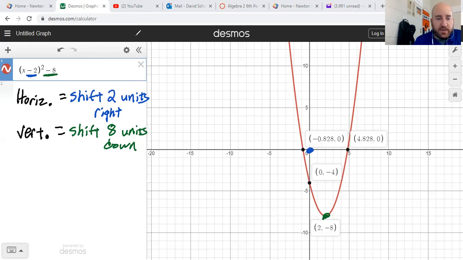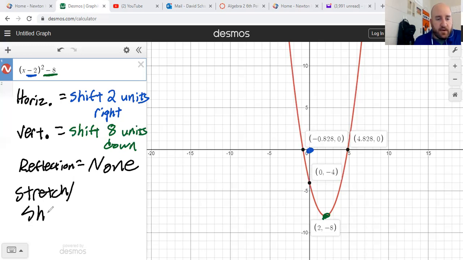A reflection. So again, we talked about the different reflections, but really, I'm not going to ask you if it's over the x-axis, over the y-axis, or at the vertex. Really, I'm just going to ask if it's flipped upside down. Yes, we have a reflection. If it's not flipped upside down, no, we don't have a reflection. So there's no reflection. And then a stretch or a shrink, again represented by any number, any coefficient in front of x. There's not one, so I would say there is none.